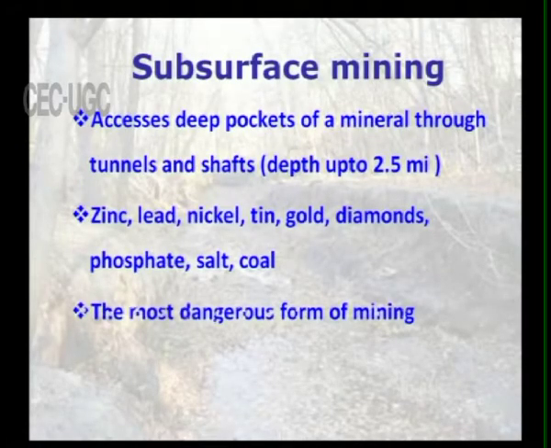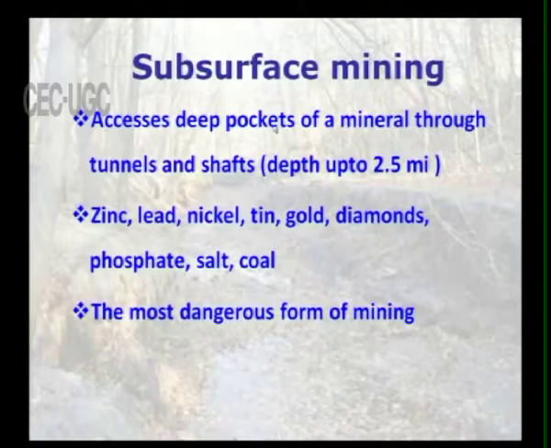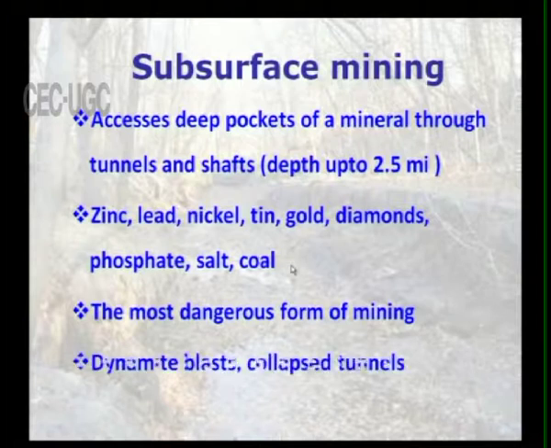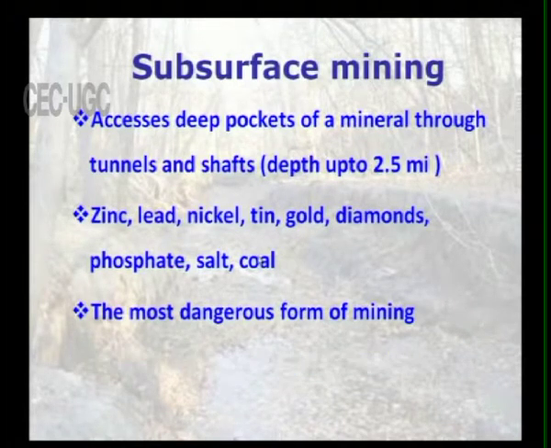And then comes subsurface mining, which accesses deep pockets of a mineral through tunnels and shafts. At a depth of 2.5 miles, that means a deep pit is dug up to 2.5 miles, and through the deep pockets, tunnels and shafts, the mineral is taken away. Zinc, lead, nickel, tin, gold, diamonds, phosphate, salt and coal are extracted by this method, and it is the most dangerous form of mining. Dynamite blasts and collapsed tunnels are the major drawbacks of this kind of mining.